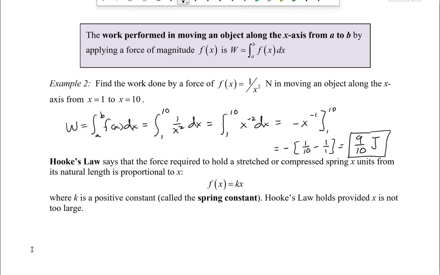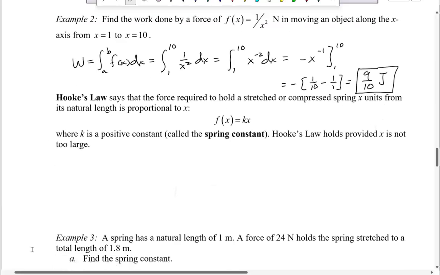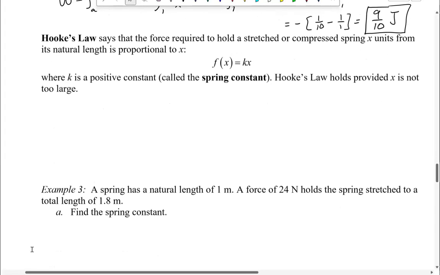Okay, so now that we've established how to calculate the work done in moving an object using a variable force, the rest of the examples in this section are simply going to be different types of situations where we have variable forces involved and we'll be calculating the work done. So the first type of question is going to involve Hooke's law. Hooke's law has to do with springs.